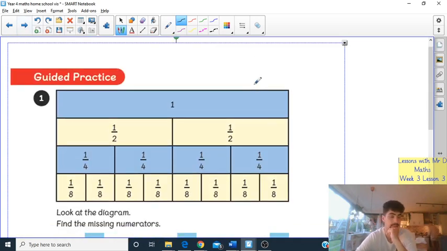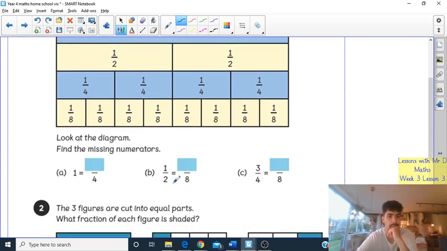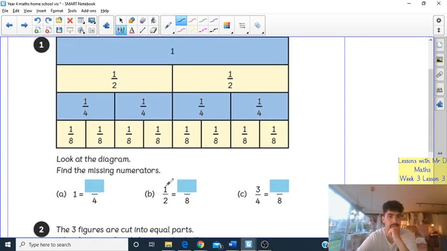So then here's a fraction wall, and you're going to do your own in a bit. Here's your whole, here's halves, here's quarters, here's eighths. So this should be easy. One whole is the same as how many quarters? Well, to make it the same, I've got to get 4.